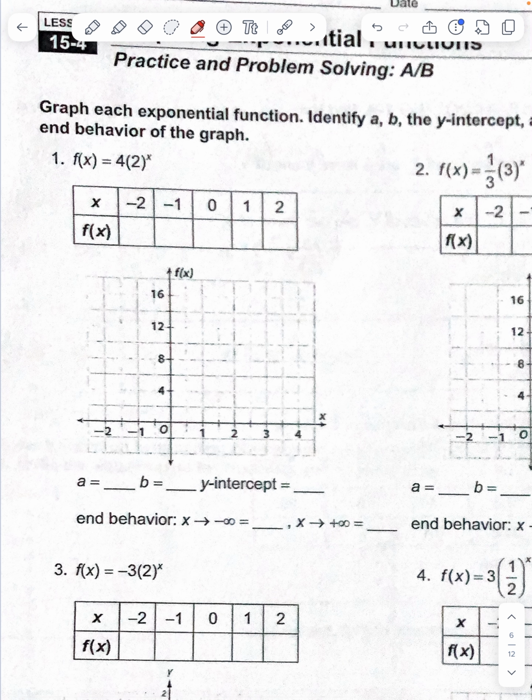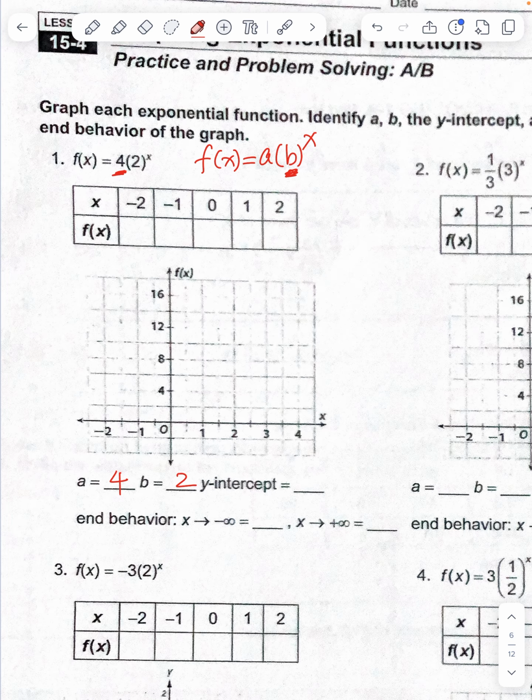Okay, let's do the first one. So what is a? f of x equals a times b raised to the x power. So a is 4, right? So a equals 4. B is the base, or the multiplier, or the ratio, the common ratio. So it's the base of the exponent term, right? So b is 2.